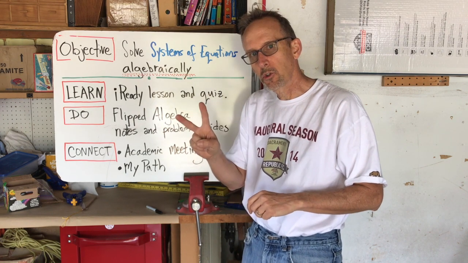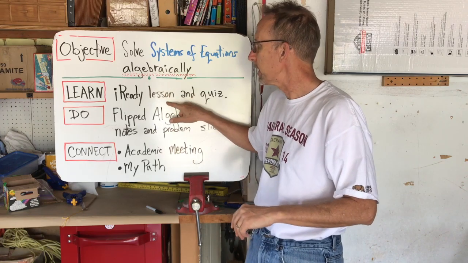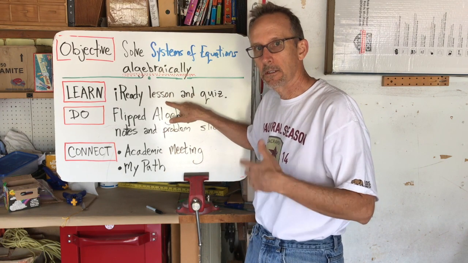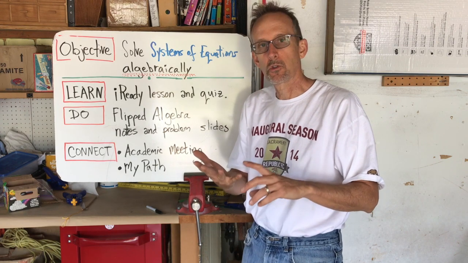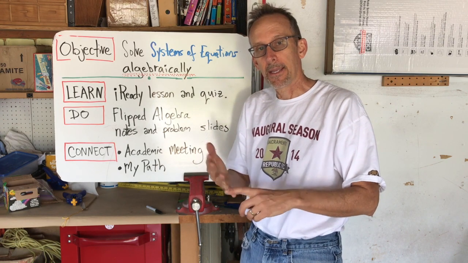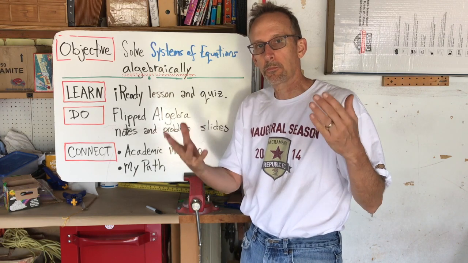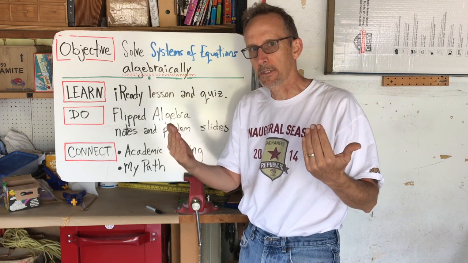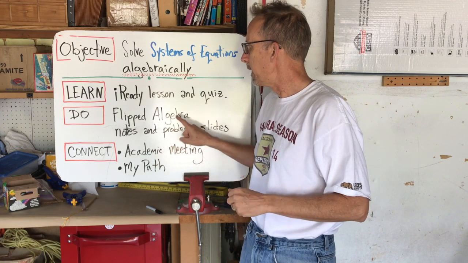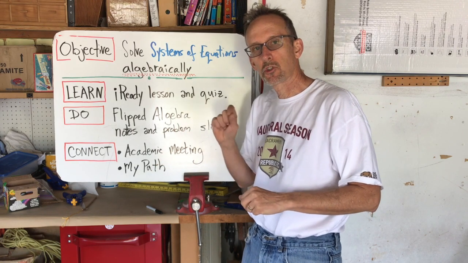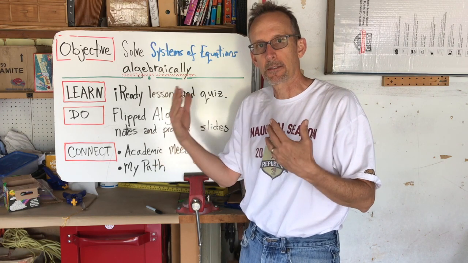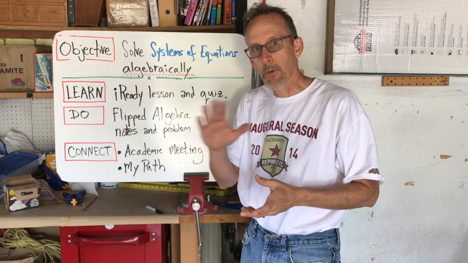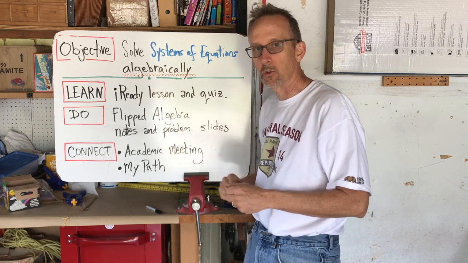Because there's 2 methods, it just so happens that the iReady lesson is going to go over one method, the substitution method. Your do activity is to look at flipped algebra, take notes and do the practice problems, just problems 1 through 8. I haven't assigned all of them this time. In your do activity, you're going to have to show your work and paste it into a Google slideshow that's up on Schoology. So everybody should be submitting their work through a Google Slides show this coming week.